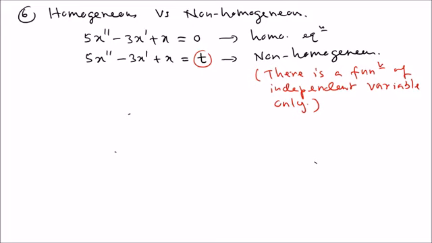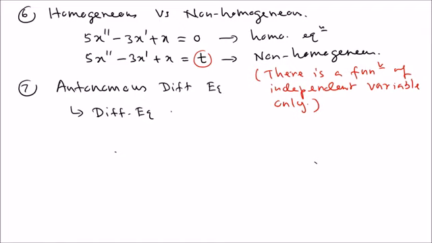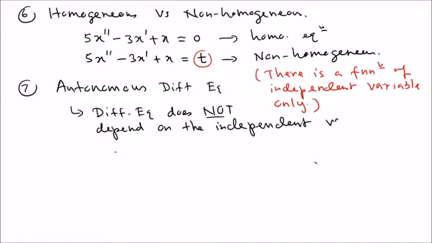Good. And then we have what we call autonomous differential equations. Autonomous means if the differential equation does not depend on the independent variable, we call it an autonomous differential equation. Okay, if the differential equation does not depend on the independent variable, we call it an autonomous differential equation.